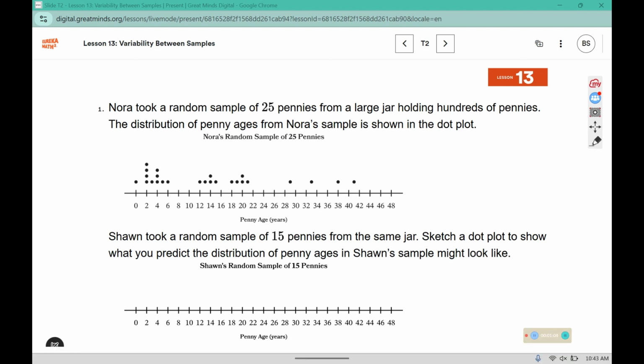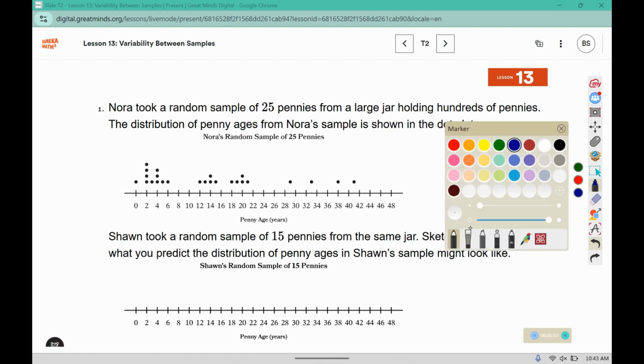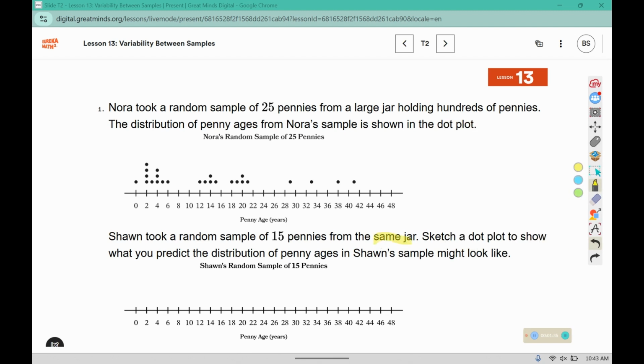Number 1. Nora took a sample of 25 pennies from a large jar holding hundreds of pennies. The distribution of penny ages from Nora's sample is shown in the dot plot. Sean took a random sample of 15 pennies from the same jar. Sketch a dot plot to show what you predict the distribution of the penny ages in Sean's sample might look like. We are only going to put 15 dots on our dot plot, but it should be similar because it's from the same jar.